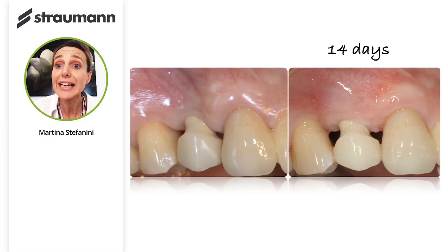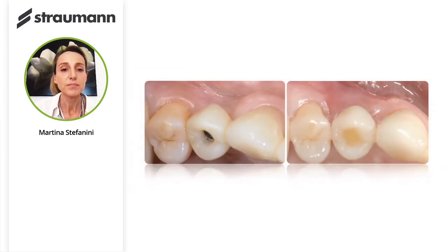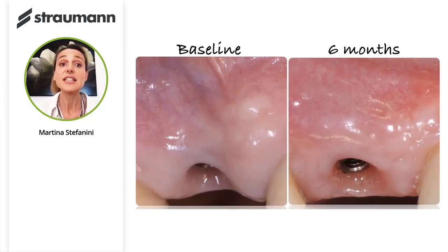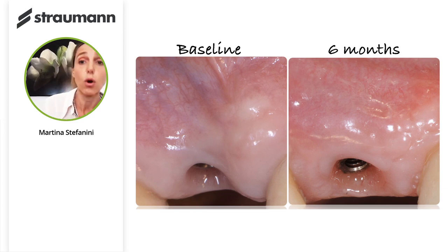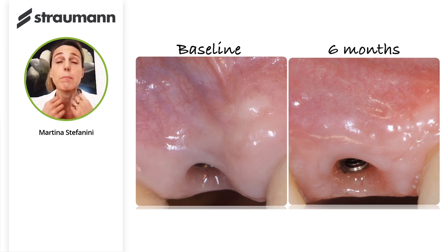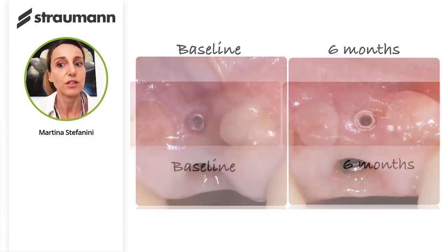And this is the healing 2 weeks after, where you can see the stability of the coronally advanced flap and the complete covering of the collagen matrix. And this is the healing 6 months after. After 6 months, the collagen matrix, the mucoderm, is completely degraded. So the thickness that you can measure now is real connective tissue increase, real soft tissue thickness increase.